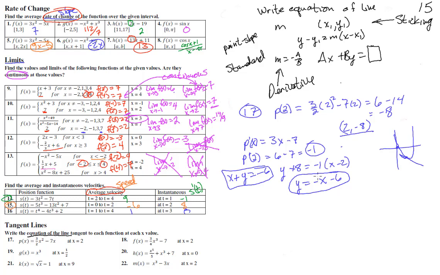We won't spend as much time seeing all three of those forms of the equation. The real issue here is making sure you can get the slope and the point to be able to write that equation of the line. All right, let's try number 18.